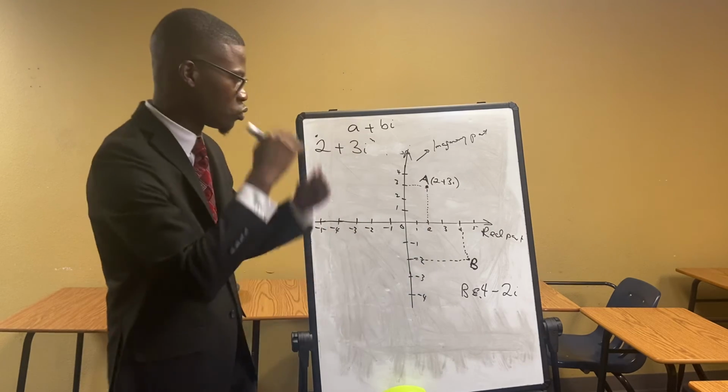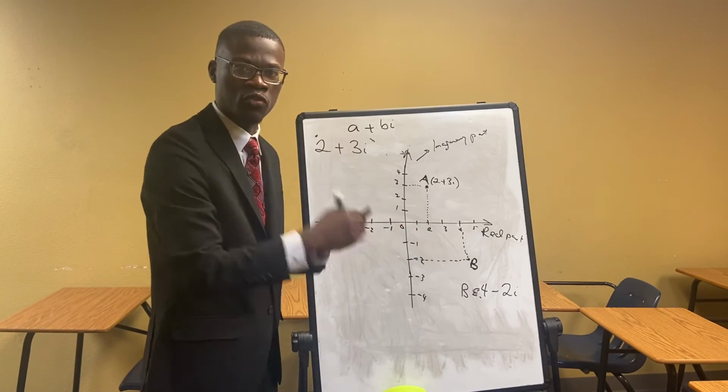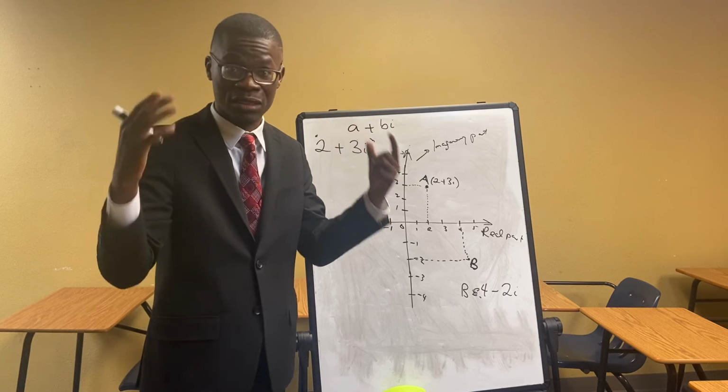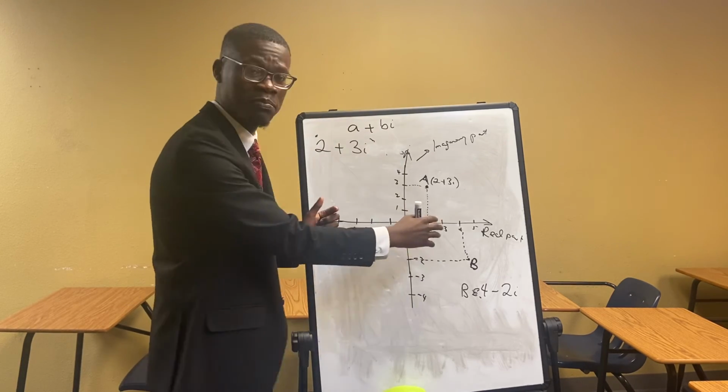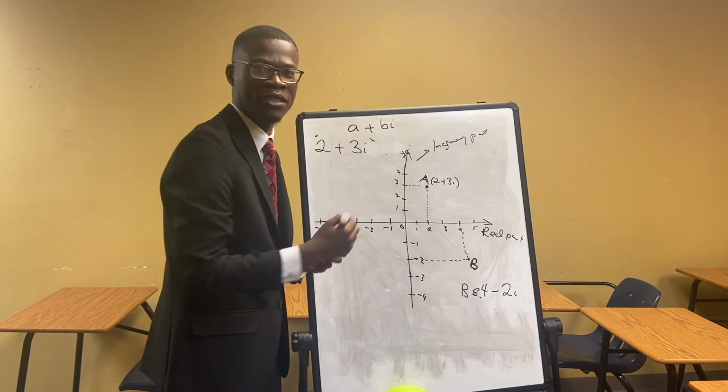complex space. So the graphical representation like this will help you have a better understanding of what complex numbers mean. They are points in space, in the complex space, where you have a real part and an imaginary part.